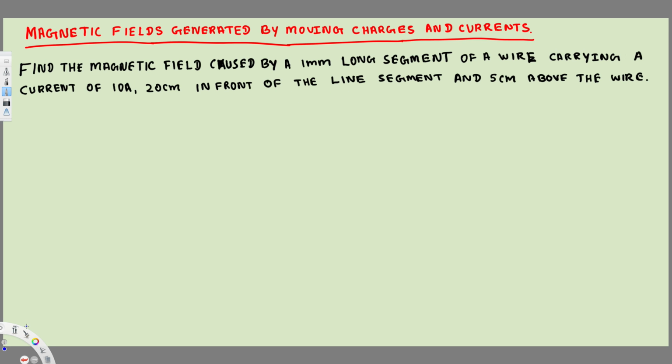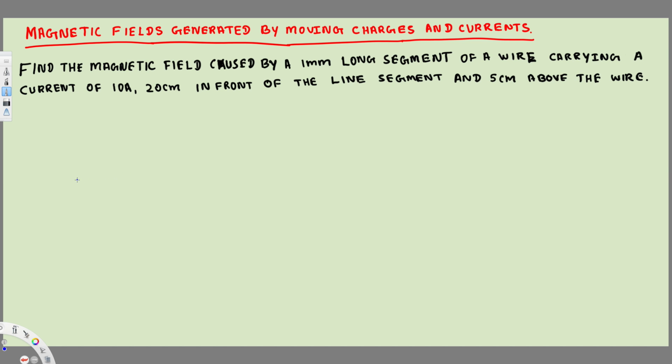Let's do this problem right here. The question is asking, find the magnetic field caused by a 1 millimeter long segment of a wire carrying a current of 10 ampere, 20 centimeter in front of the line segment and 5 centimeter above the wire. And let's see how we can find it.